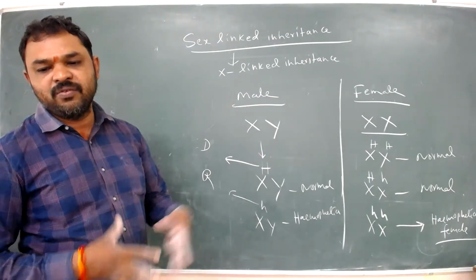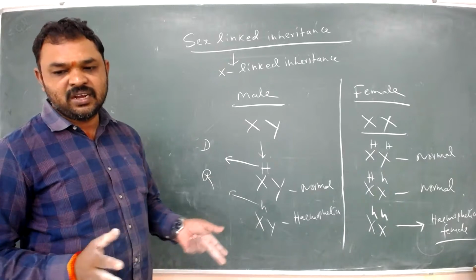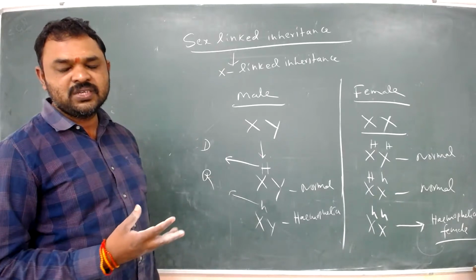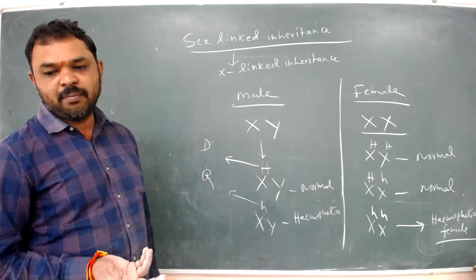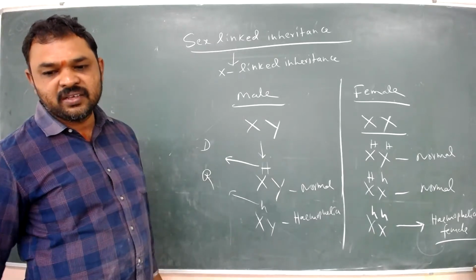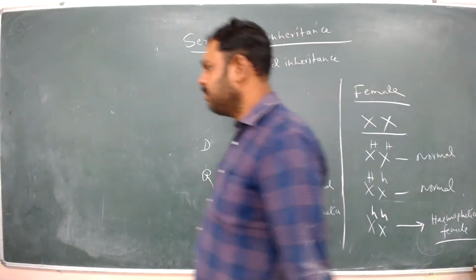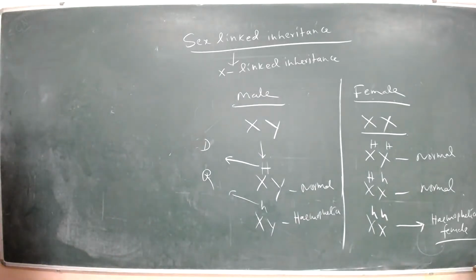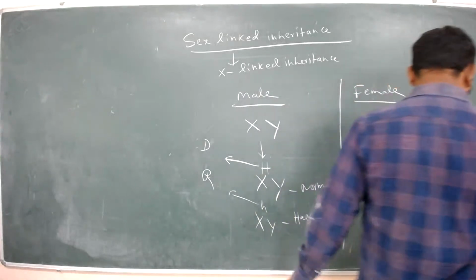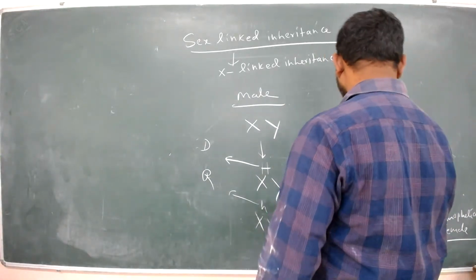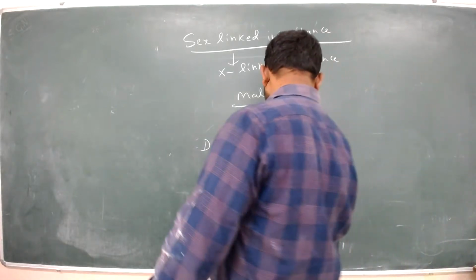Now one example we will do here. What is the inheritance pattern? If a marriage is held between a normal woman and a hemophilia man, how is the inheritance pattern? With one example, let us see. If a marriage is held between these cases, an example of hemophilia inheritance.